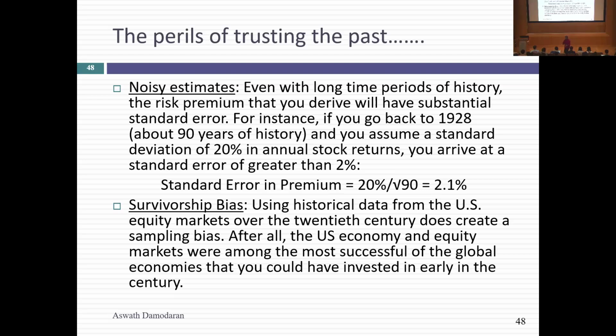I've taken the most successful equity market of the 20th century. I worked backwards and said, you'd have made a nice hefty premium in this market. But the problem is today, what is it that you know? You don't know what the most successful market will be for the next 70 years. It's a survivorship bias. So historical risk premiums are not just noisy, but they reflect, at least in the data we use, often the most successful market in the world, the US equity market.